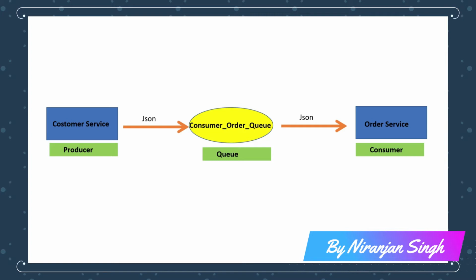The message format is JSON; intentionally I took this one. After that, the order service will consume whatever message customer service sends to the consumer order queue. So you can say customer service is playing the role of producer here, consumer order queue is playing the role of queue, and order service is playing the role of consumer.